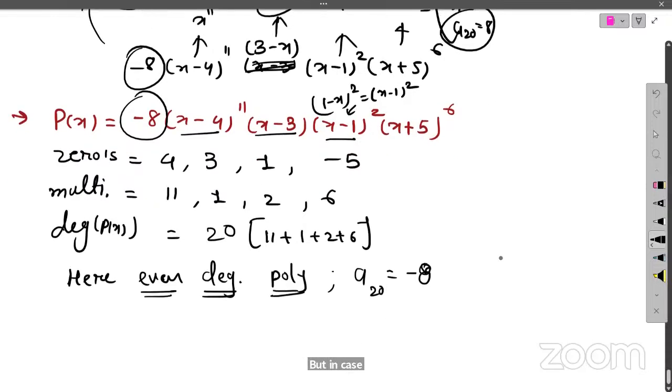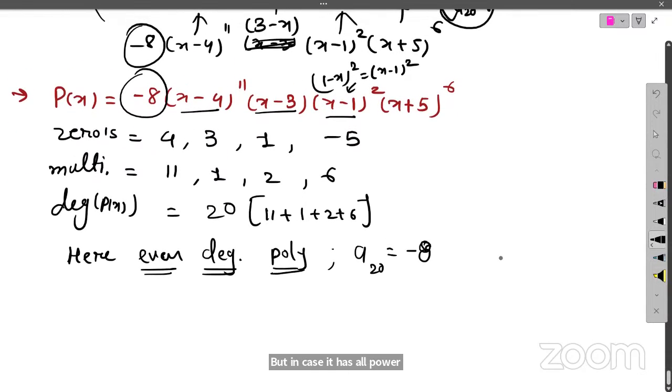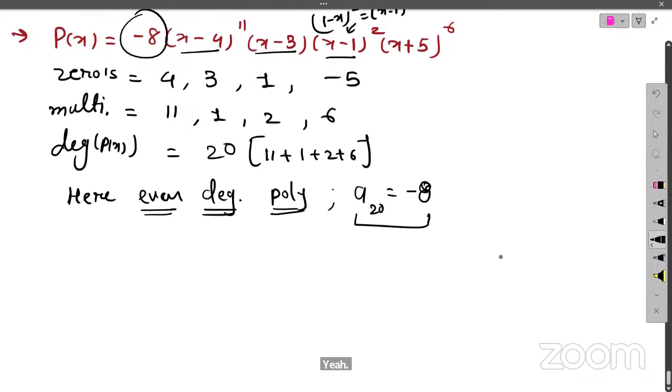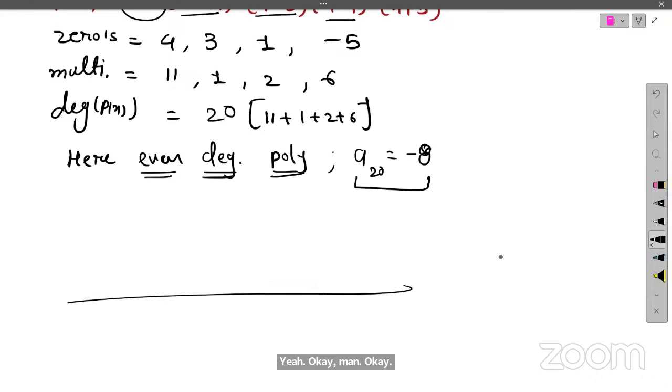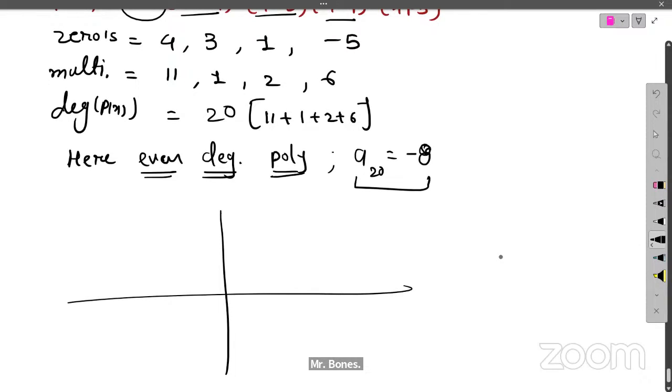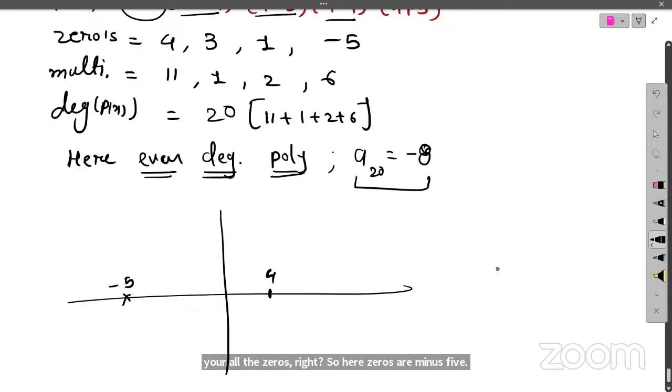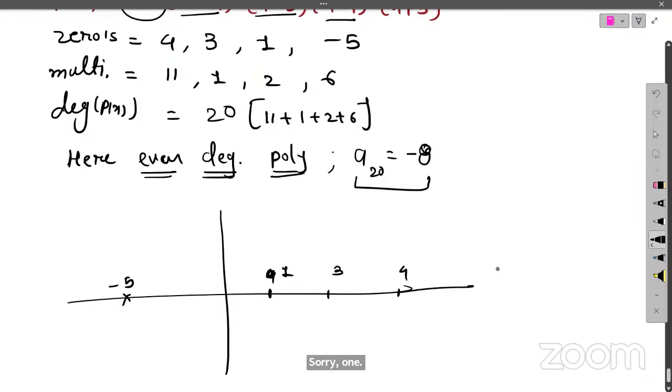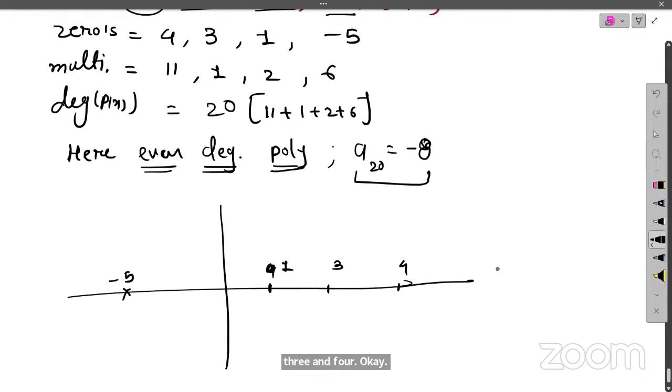Okay, so let's get back to here. So we have a 20-degree polynomial with the leading coefficient to be minus 8. So first what you will do, first draw all the zeros, right? So here zeros are minus 5. This is your x-axis. Zeros are 1, 1, 3, and 4.